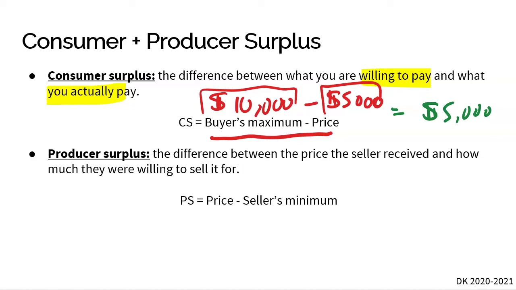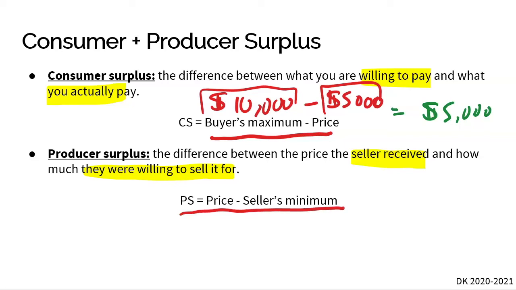The difference between the max amount I'm willing to pay minus the price that I actually pay. Well, then we get to producer surplus. Producer surplus is basically the same thing as consumer surplus. It's the price the seller received minus how low they're willing to sell it for. So in other words, it's just price minus the seller's minimum.